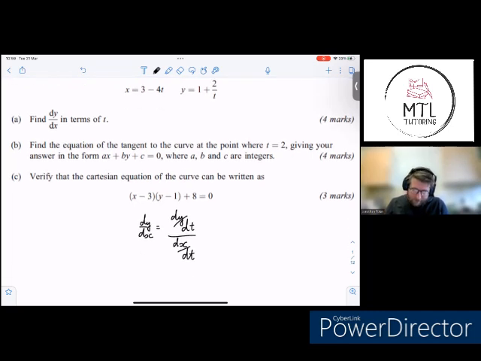So, looking at the y, let's rewrite that as y equals 1 plus 2t to the minus 1. So when we differentiate that, the 1 will disappear, and we'll be left with minus 2t to the minus 2. And then when we differentiate x, we're just going to get minus 4.